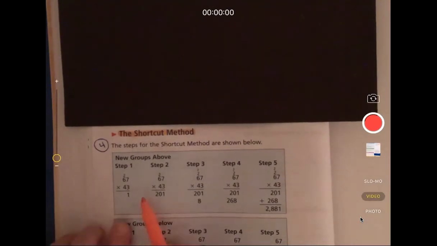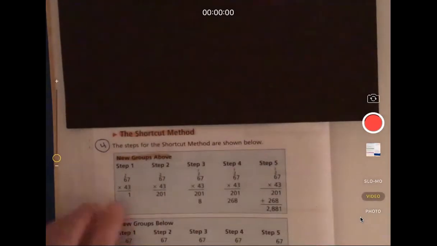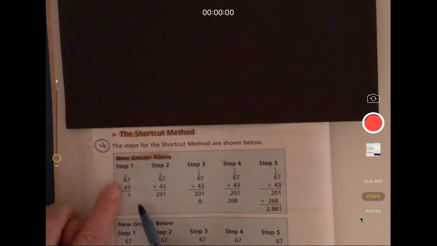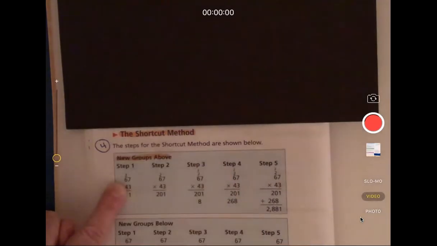We're going to go step by step. This is showing our new groups above. Same problem, you guys, 67 times 43. It's going to really break this up simply. I'm going to cover up the 4 as if it's not there. I'm going to pretend it's a 1 by 2. Okay, and I'm just going to solve that problem. 7 times 3 is 21. So my 1 goes down and my new group 2 goes on the top.